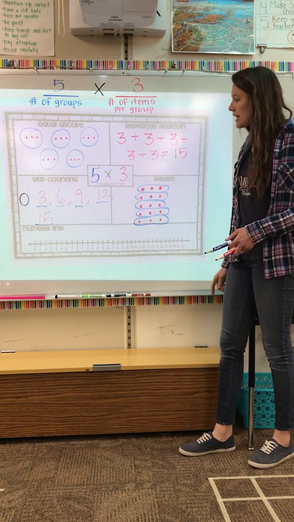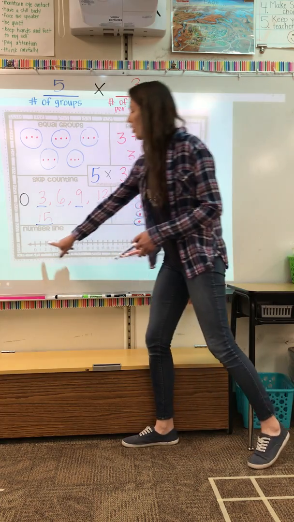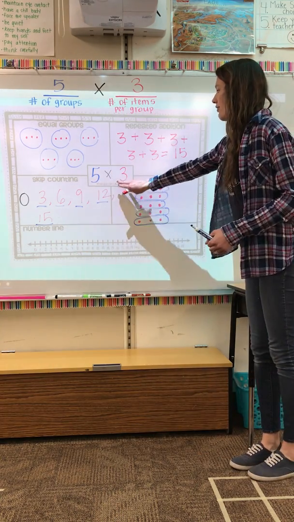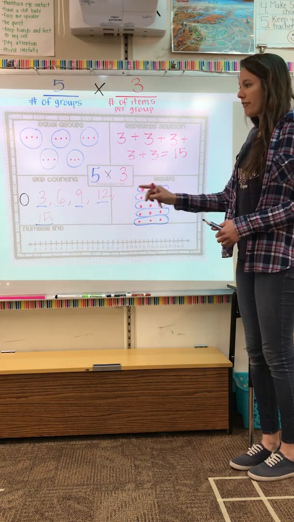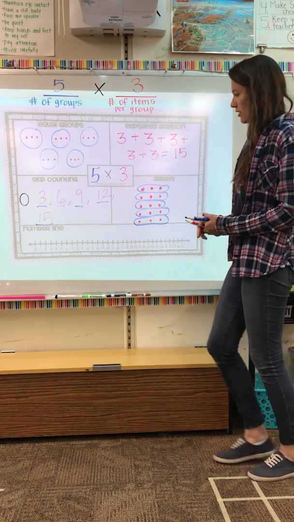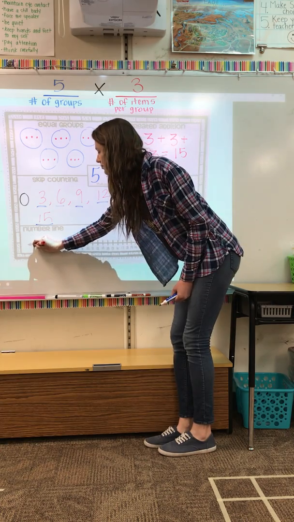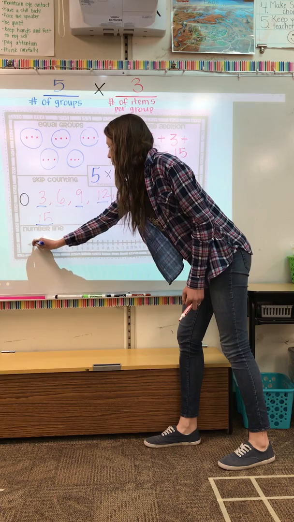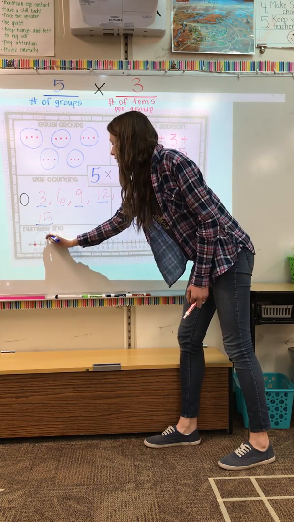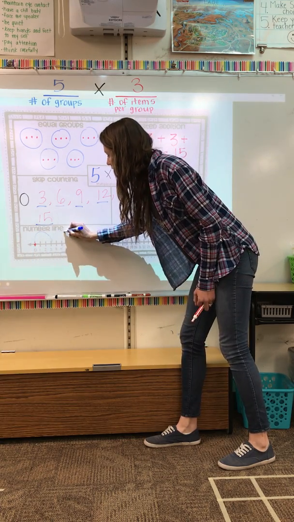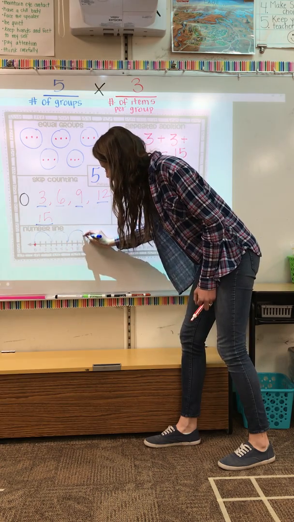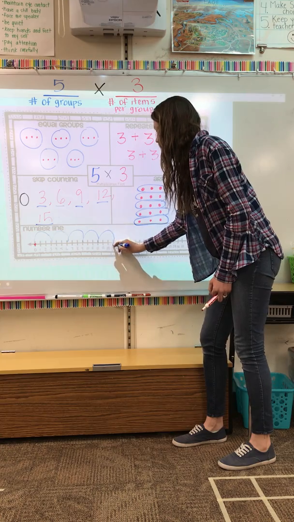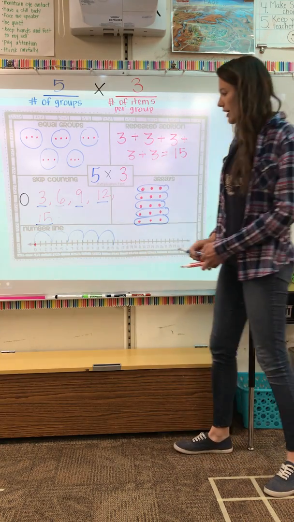Our last strategy is the number line. So remember, I'm always going to start at 0 when I count, and each jump is going to have 3 inside of it. I'm going to do 5 jumps of 3. So I'm going to start at 0, and I'm going to jump to 3, 6, 9, 12, and 15. And you'll see that I didn't mark out my jumps.